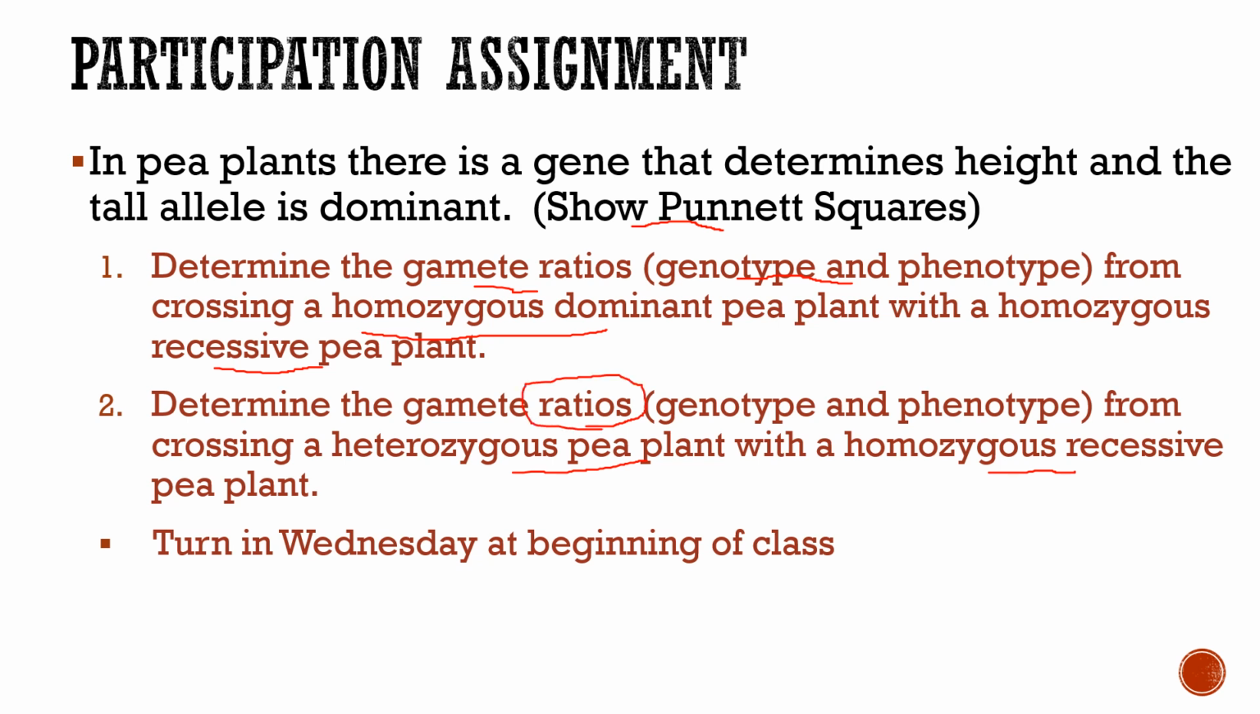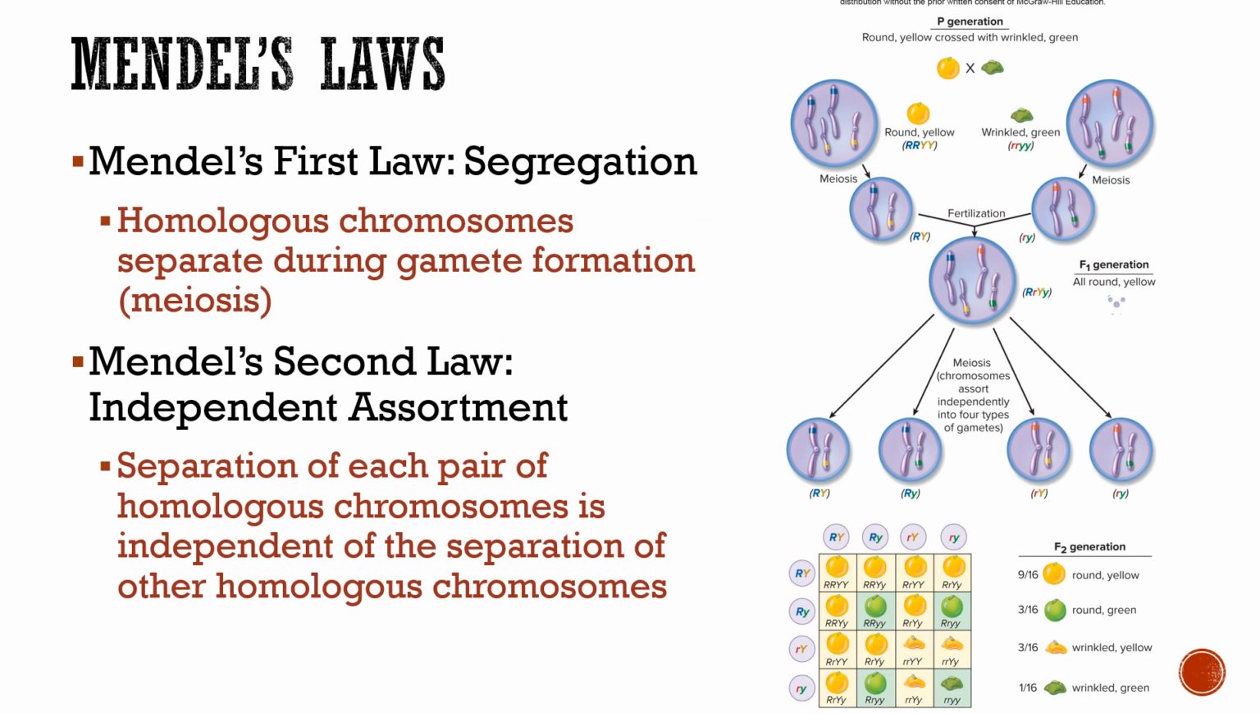So how many are homozygous dominant? How many are heterozygous? How many are homozygous recessive? And then for phenotype, you're just looking at what's the percent of being tall versus the percent of being short. All right, so write those out and turn those in on Wednesday. All right, so just a couple more things for today.